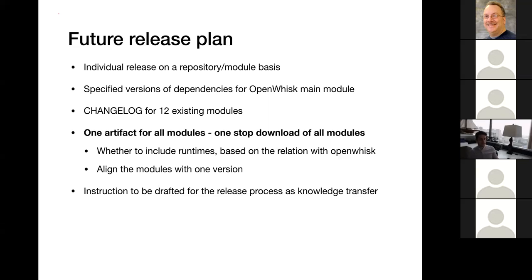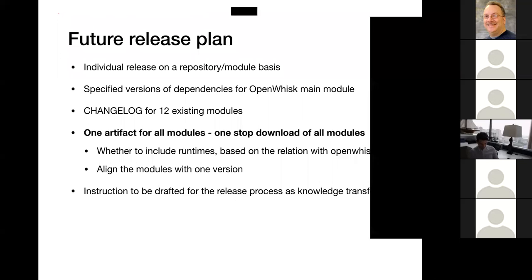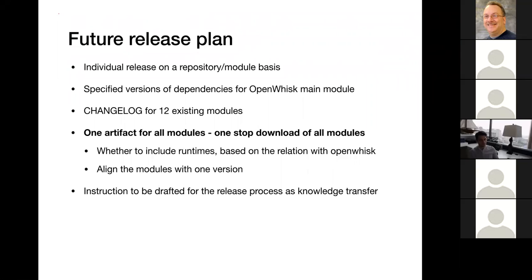So just one question mark left for the community: how do we plan this kind of one artifact for our modules? Whether it should include runtimes, and how should we deal with the version numbers?